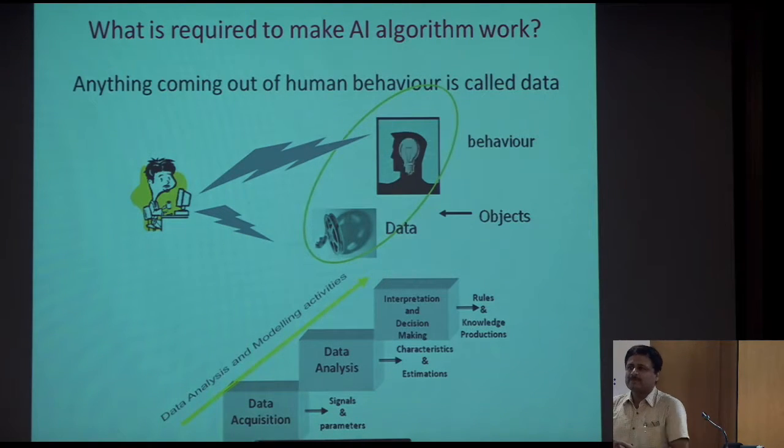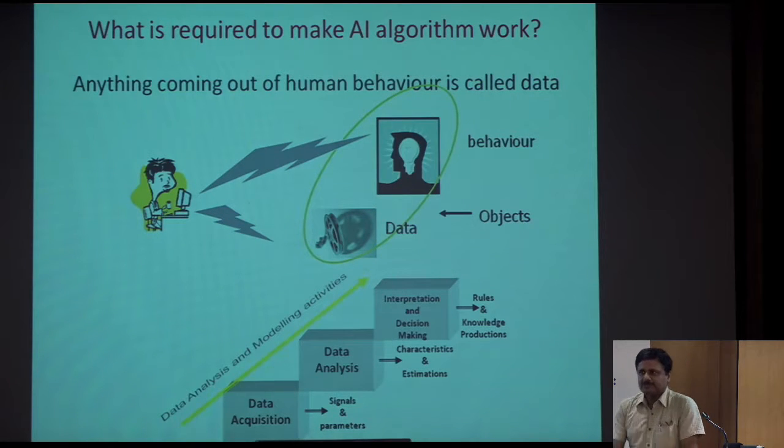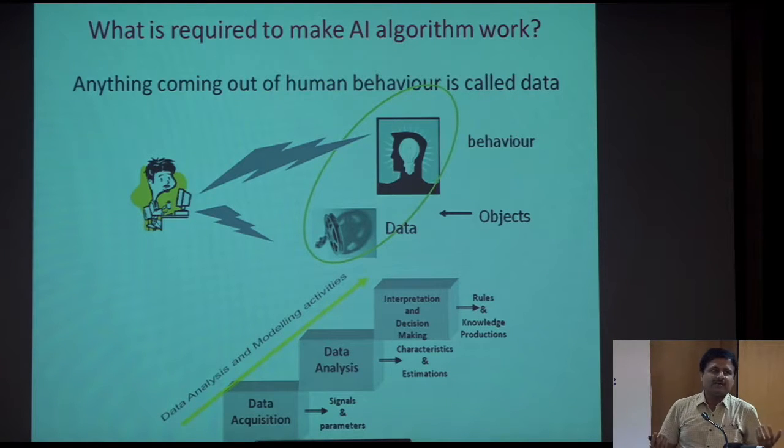GIGO means garbage in, garbage out. So we have to ensure that we are collecting good quality data, and anything coming out of human behavior is called data. I am standing here, on a certain elevation, you are sitting at a certain elevation, we are generating data. I am also interacting with so many participants, so I am generating data. So how will that data be used? This data plays a vital role in artificial intelligence.